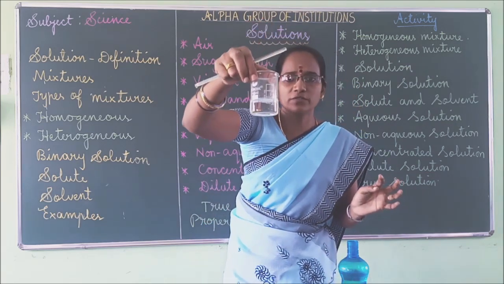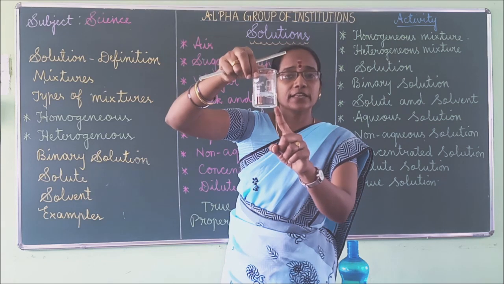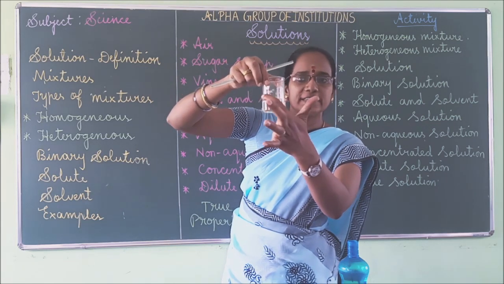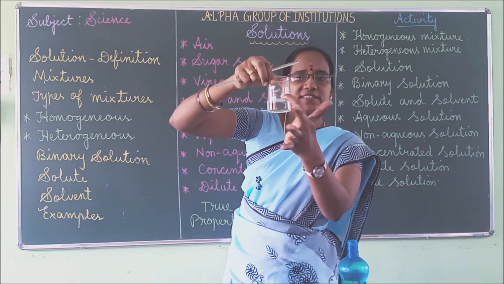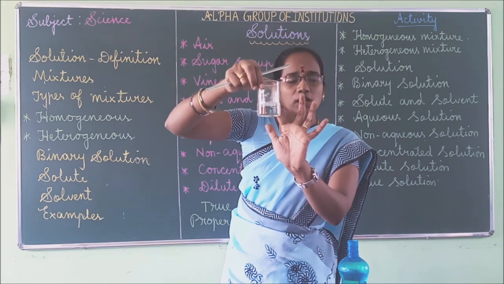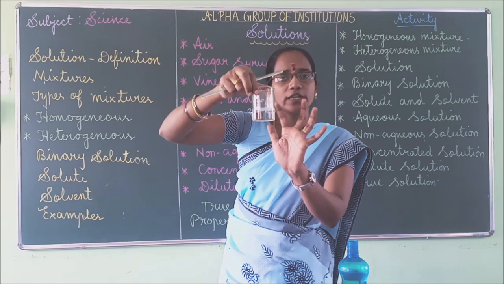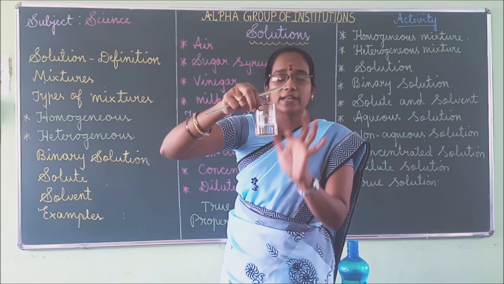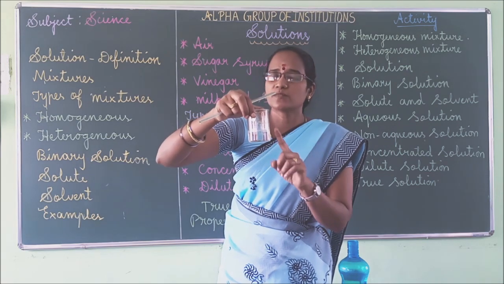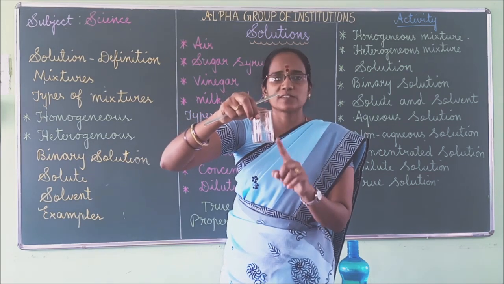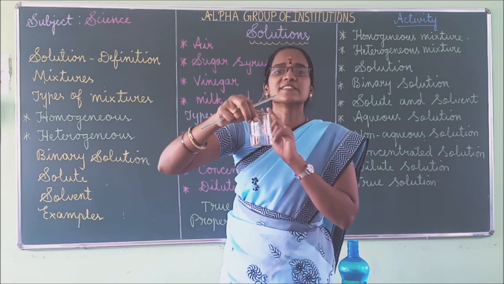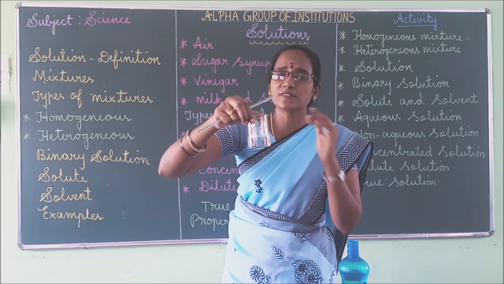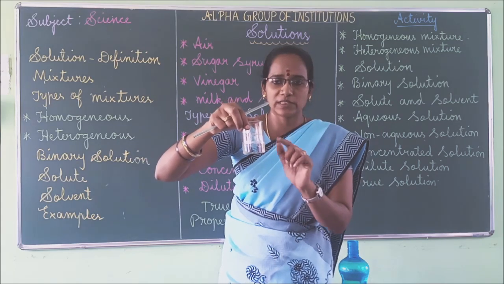Here you will see the two phases. One is the water phase, and if you see the top phase, the upper layer is oil. Water as well as oil will not get mixed. So that is the heterogeneous solution, heterogeneous mixture. Heterogeneous mixture means the components are not uniform. It can have two or more phases. We can see the components with our naked eye.